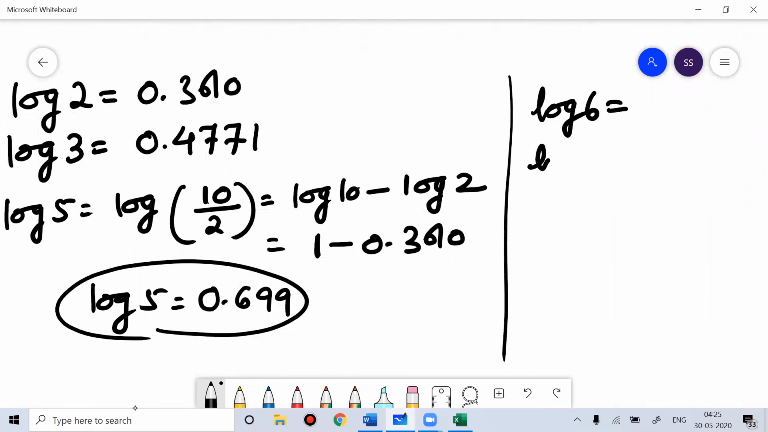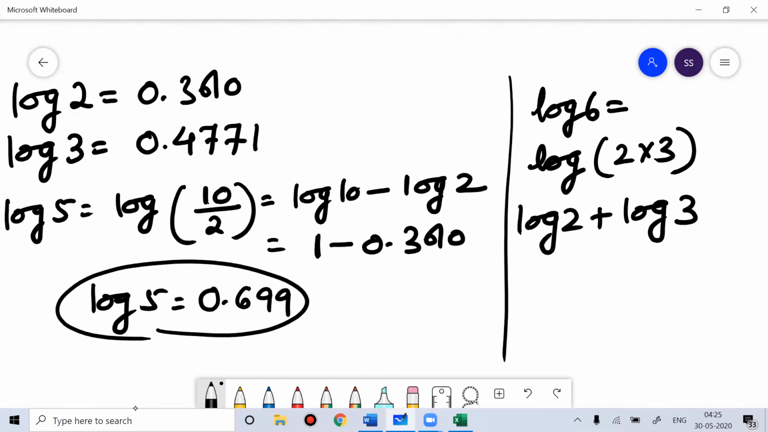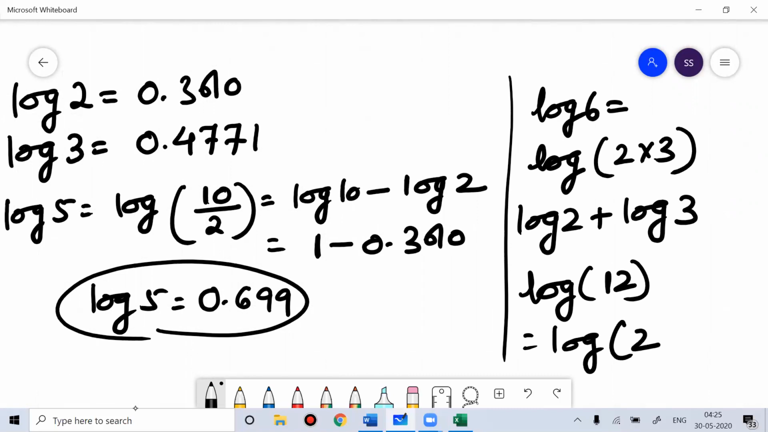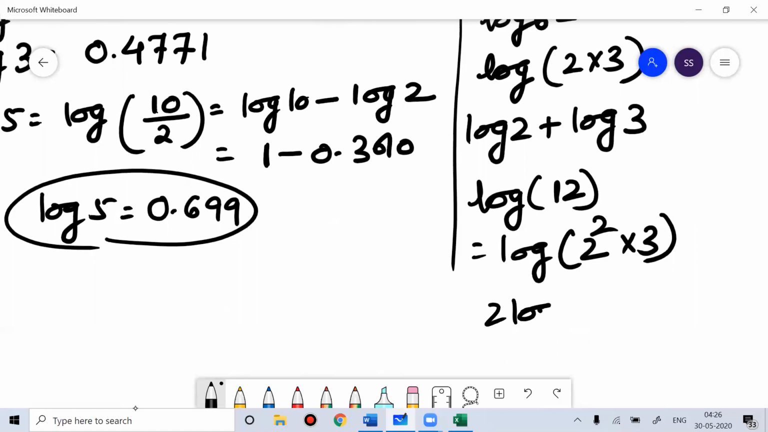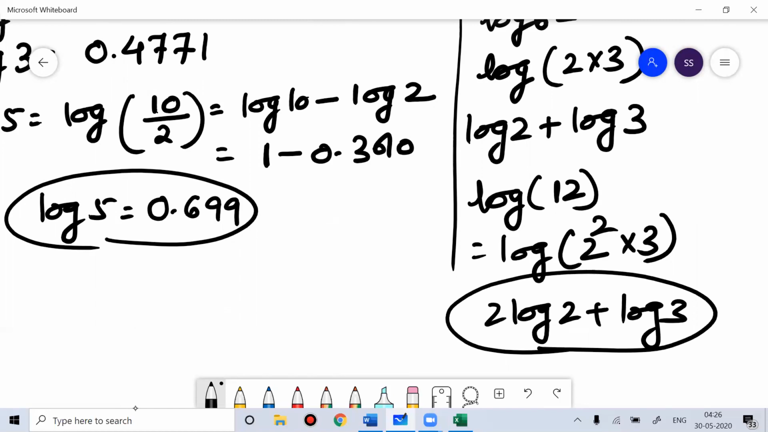So log 6 is nothing but log of 2 into 3, that is nothing but log of 2 plus log of 3. That will give you the value of log 6. Similarly, log 8, log 9, you can easily find. If I'm asking you the value of log 12, log 12 is nothing but log of 2 square into 3. So the value of log 12 is nothing but 2 log 2 plus log 3. That will give you the value of log 12. You know log 2, you know log 3, so you can easily get this value.